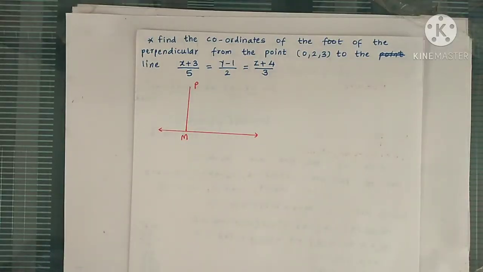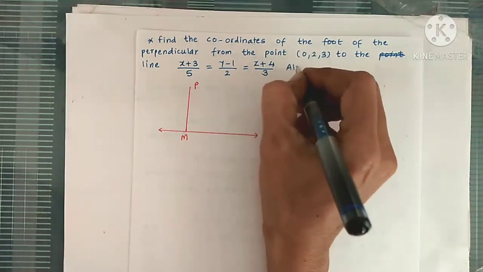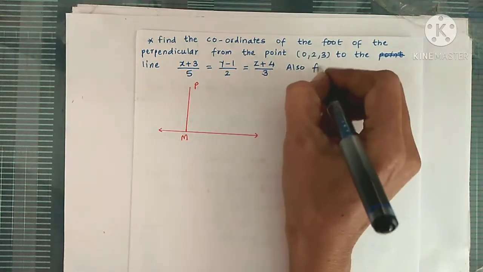Students, in this video we are going to study distance of a point from a line. So the first question here is: find the coordinates of the foot of the perpendicular from the point (0, 2, 3) to the line (x + 3)/5 = (y - 1)/2 = (z + 4)/3. Also find the perpendicular distance. So let's add this question.